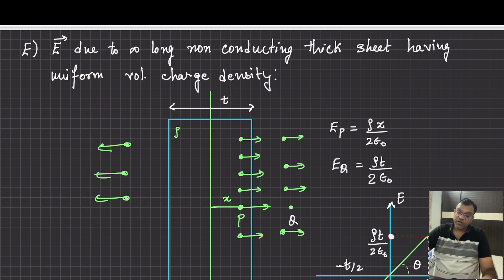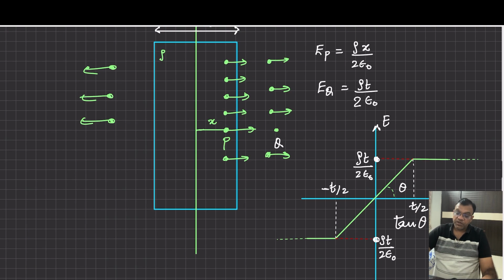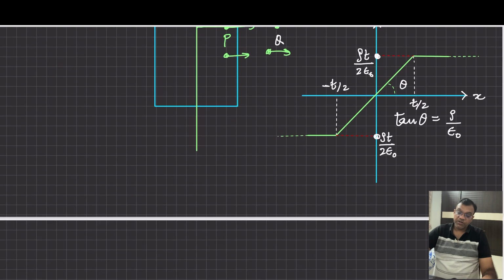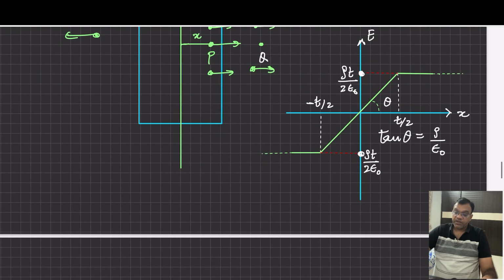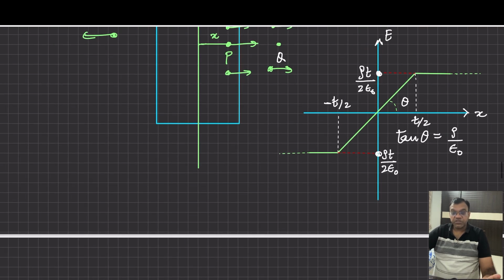And if we draw the graph of this particular thing, it will come like this. Electric field versus x graph. x is the distance from the central line. So this type of graph will come, right?